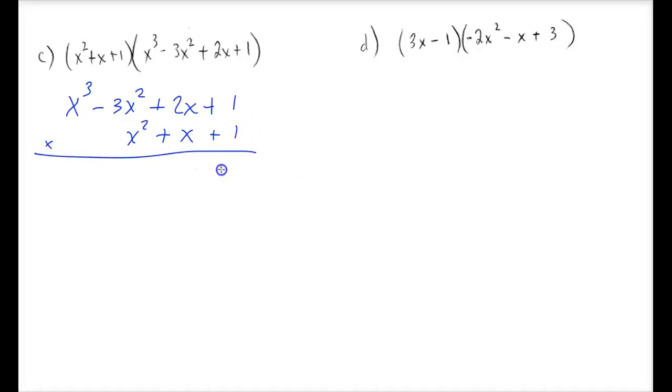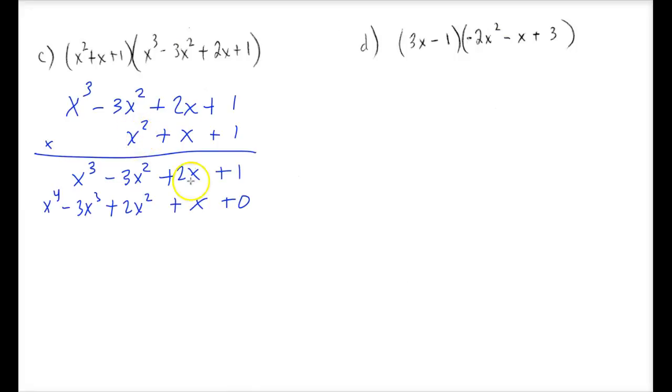So 1 times 1 is a positive 1. 1 times 2x is a positive 2x. And of course, we know that 1 times anything is just itself, so we can just rewrite all that. We need to do plus 0 here to give the space, and then we start multiplying everything by x. So x times 1 is just x. x times 2x is going to be plus 2x squared. x times a negative 3x squared is going to be a negative 3x cubed. And x times x cubed is going to be x raised to the 4th.